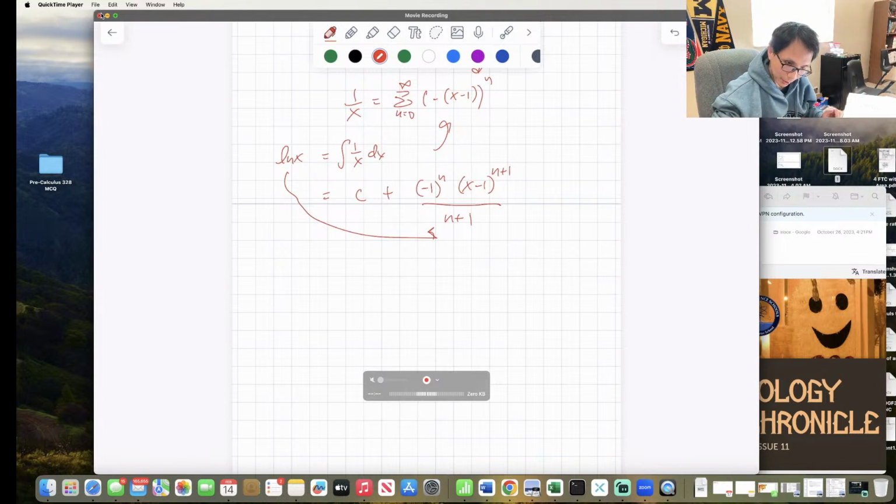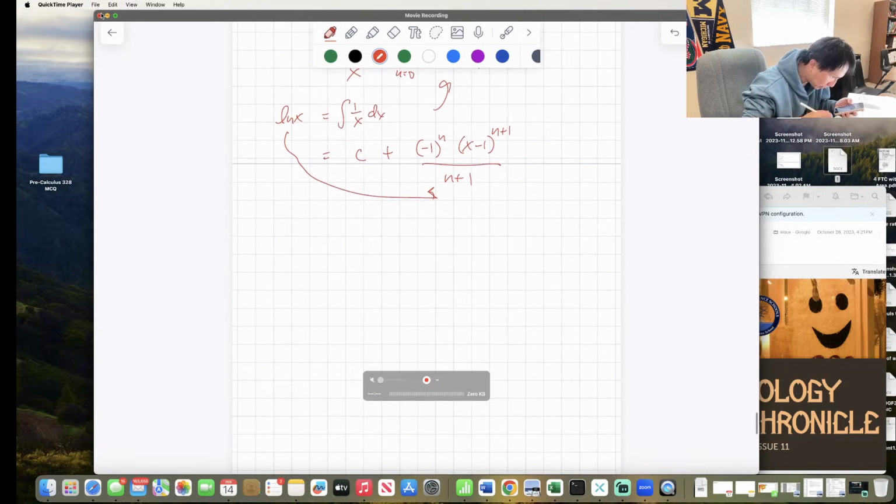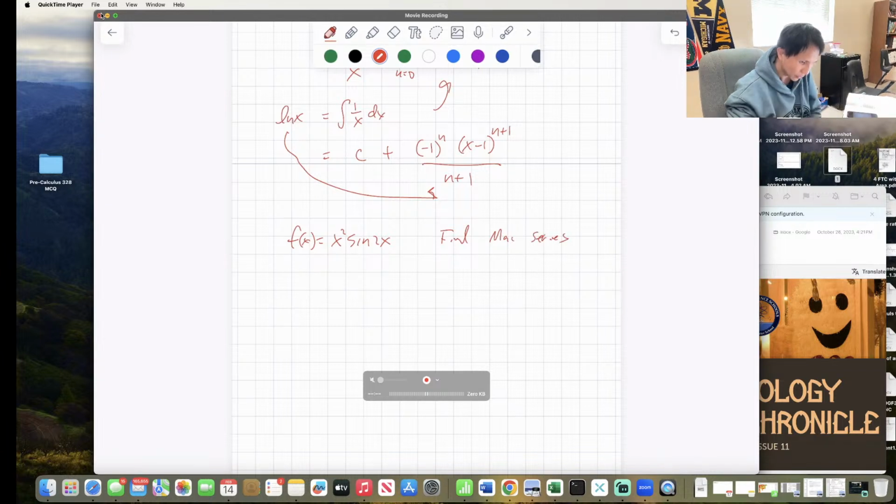One last situation. Actually, I'm going to talk about 2 more situations. How do I find f of x equal to x squared sine of 2x? And how do I find the Maclaurin series? So I'm going to say Mac series. And it's actually easier than it looks.